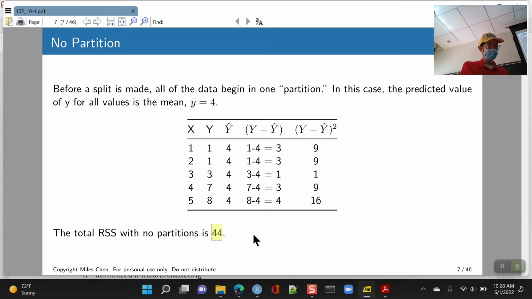And so the way decision trees work is we're going to consider every single possible partition. And so with 5 data points, 5 unique values of x, we can form, I'm sorry, 4 partitions. A split between 1 and 2, a split between 2 and 3, a split between 3 and 4, and a split between 4 and 5.